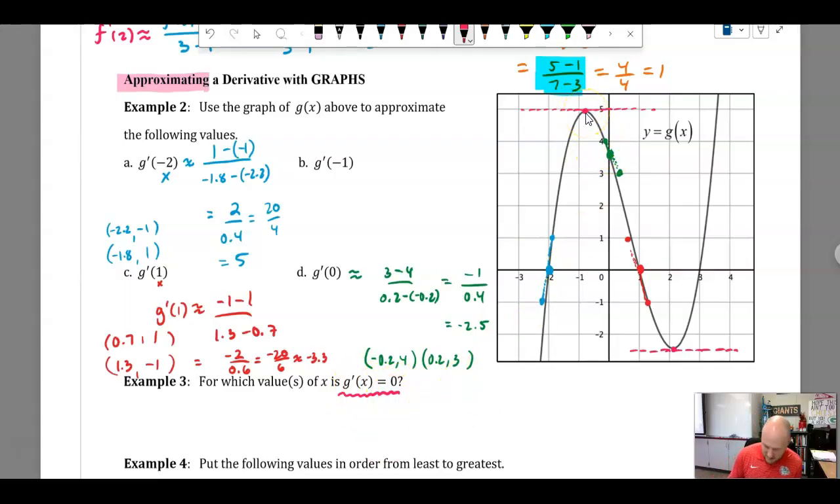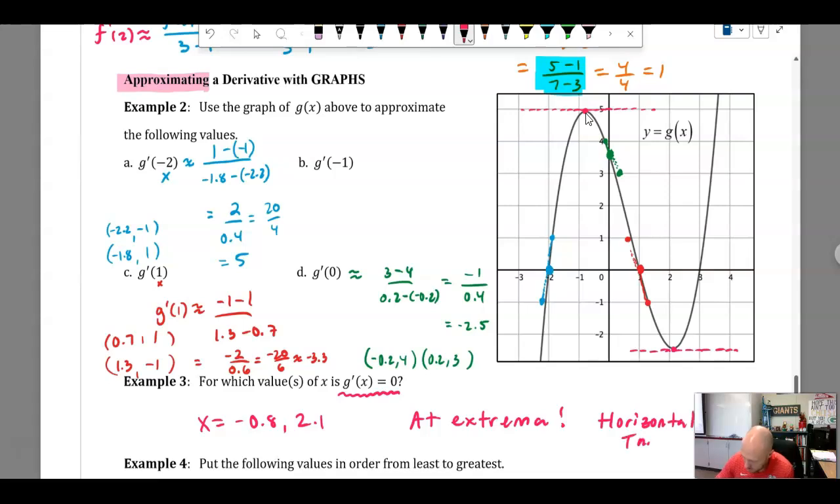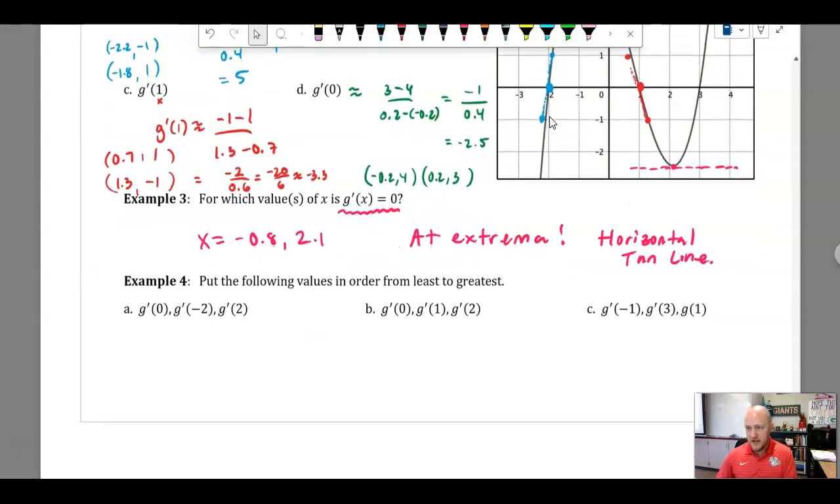So here I can say this happens at x equals negative 0.8, and it also happens at 2.1. This is going to happen at extrema, maxes, and mins. This is also known as a horizontal tangent line. Maybe you want to write this here too. Horizontal tangent line. So with graphs, what are the applications? Well, and this is where we'll end here.